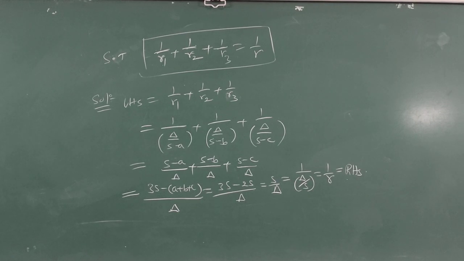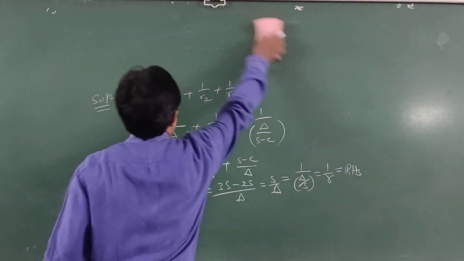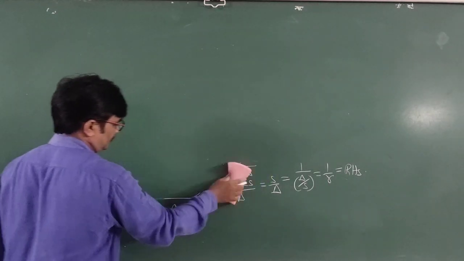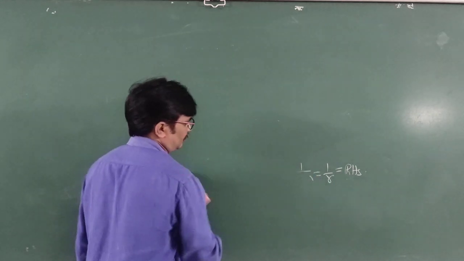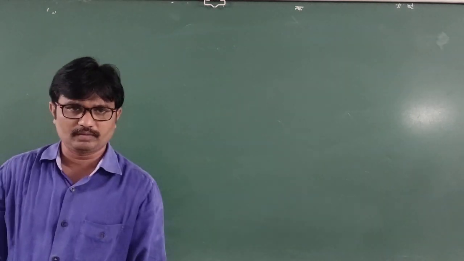Now students, just now we proved that r into r1 into r2 into r3 is delta square. Right, now we saw that 1 by r1 plus 1 by r2 plus 1 by r3 is 1 by r.